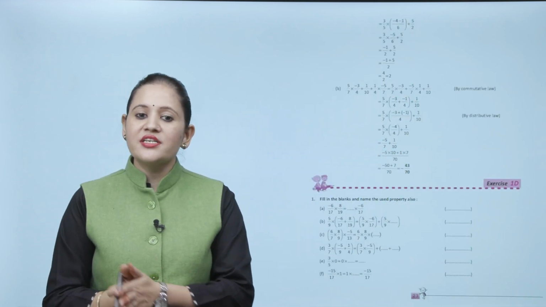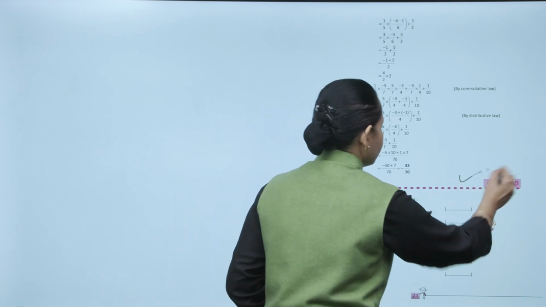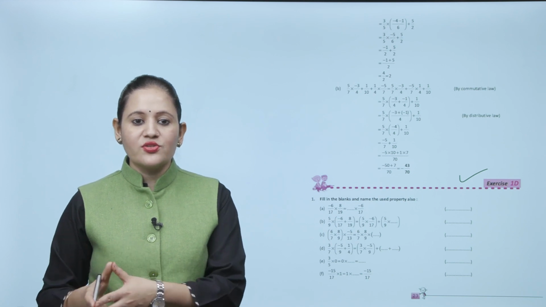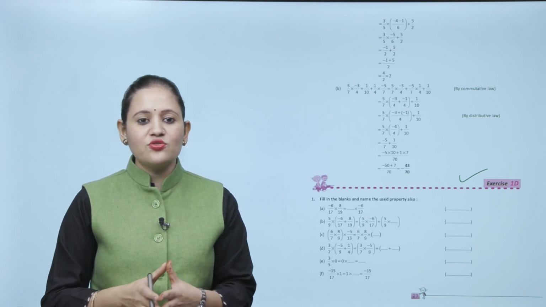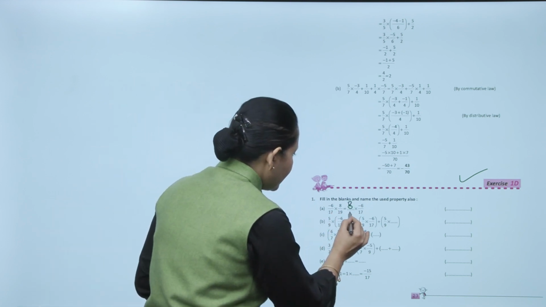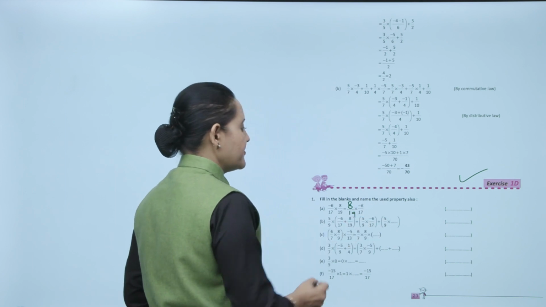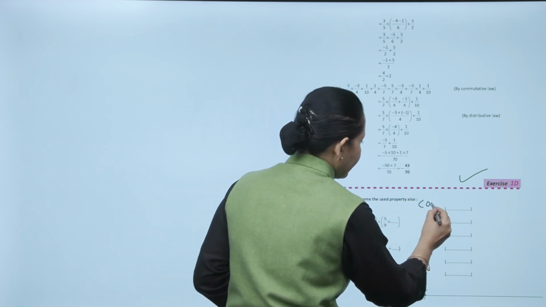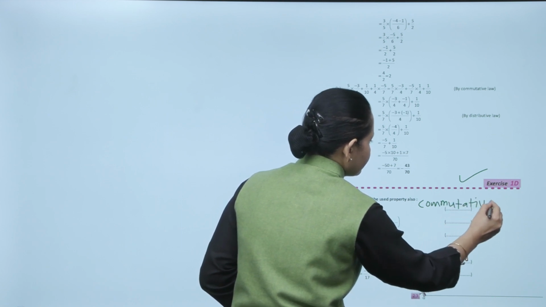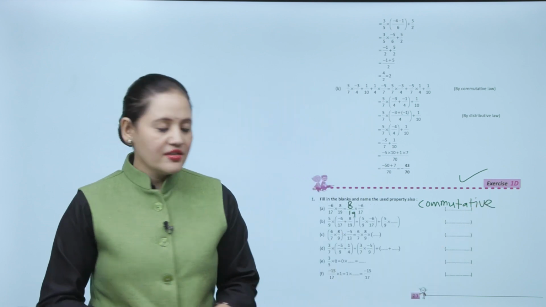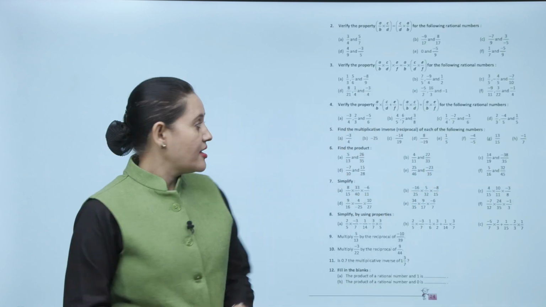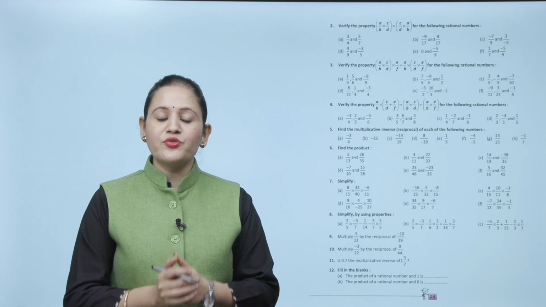Next, exercise 1D. Fill in the blanks and name the property used also. -6/17 into 8/19. So this will become 8/19 multiplied by -6/17. This is the commutative property of multiplication. Clear? So do all the questions of this exercise. Practice all the questions. We will move to the next topic.